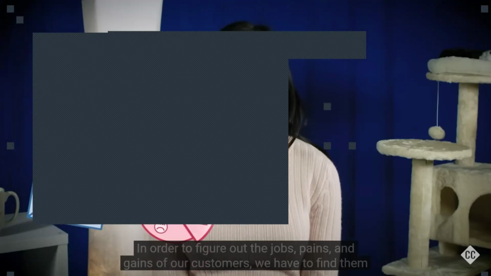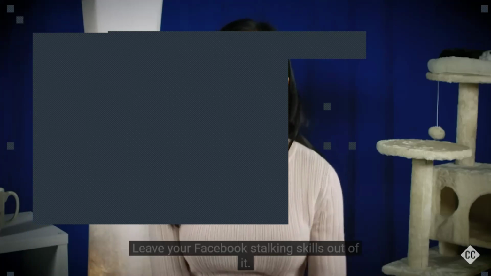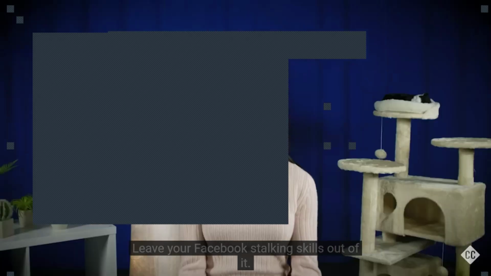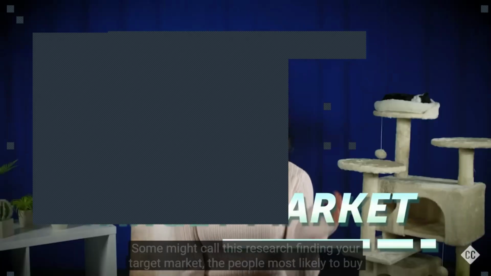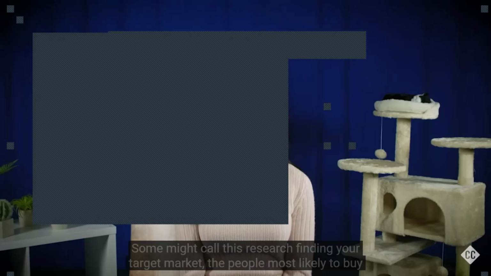In order to figure out the jobs, pains, and gains of our customers, we have to find them and get nosy about their lives. But try to keep it professional. This is entrepreneurship. Leave your Facebook stalking skills out of it. Some might call this research finding your target market, the people most likely to buy from you.